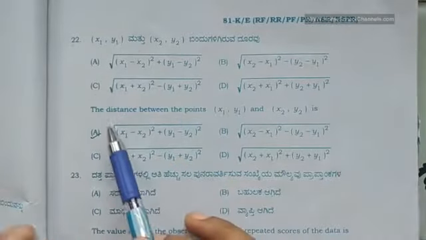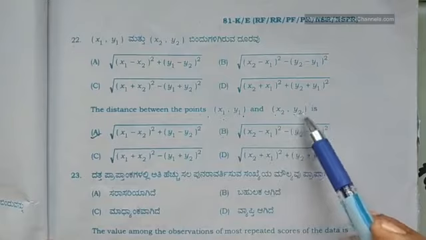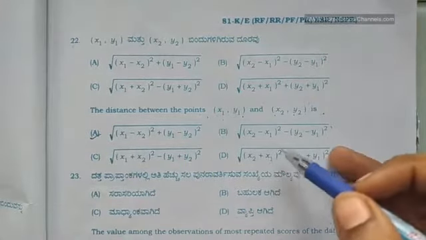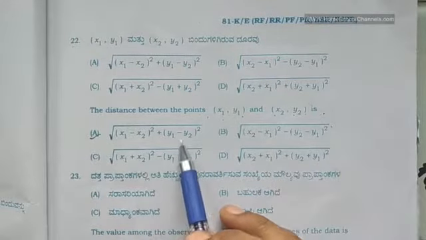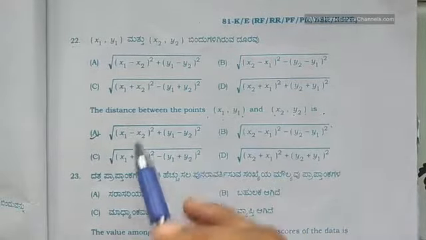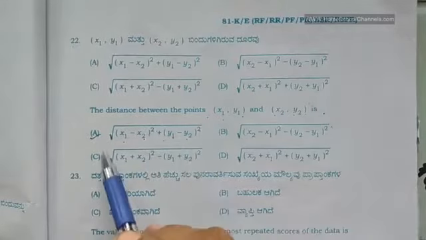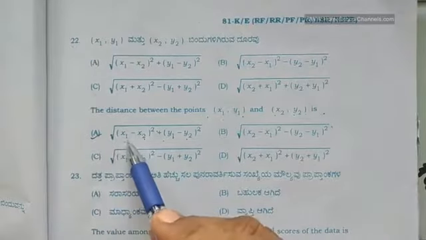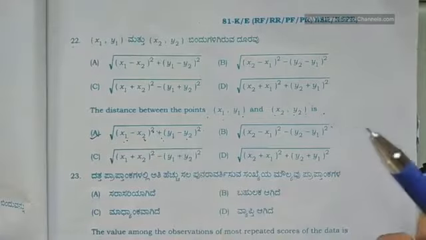22nd one, the distance between the points x1, y1 and x2, y2 is. Distance formula, as I have told you, they may give you square root of x2 minus x1 whole square plus y2 minus y1 whole square, or x1 minus x2 whole square plus y1 minus y2 whole square. Therefore, your answer is option A, square root of x1 minus x2 whole square plus y1 minus y2 whole square.